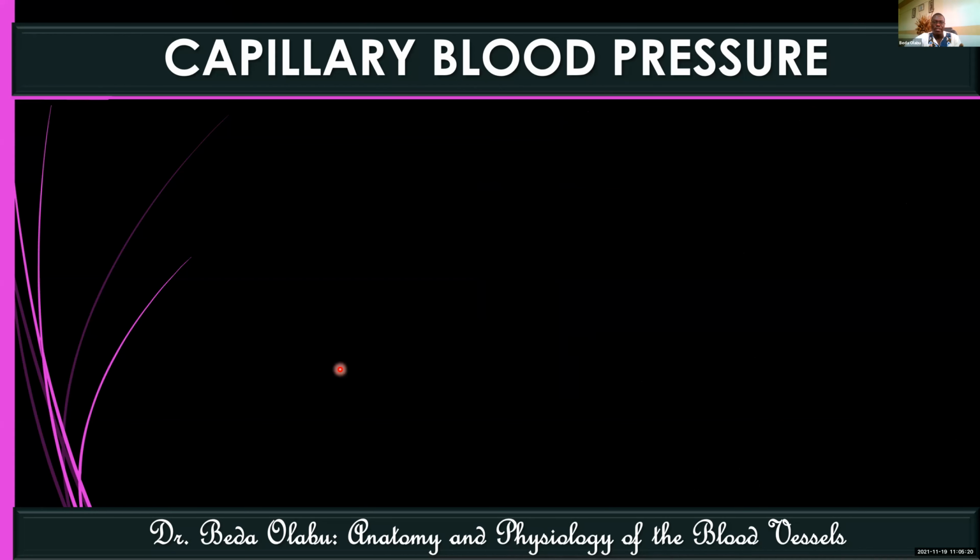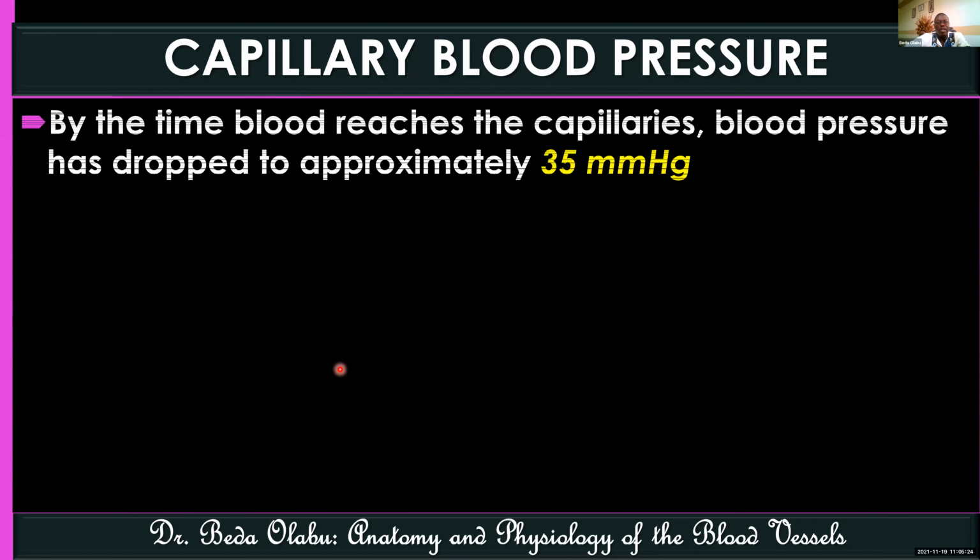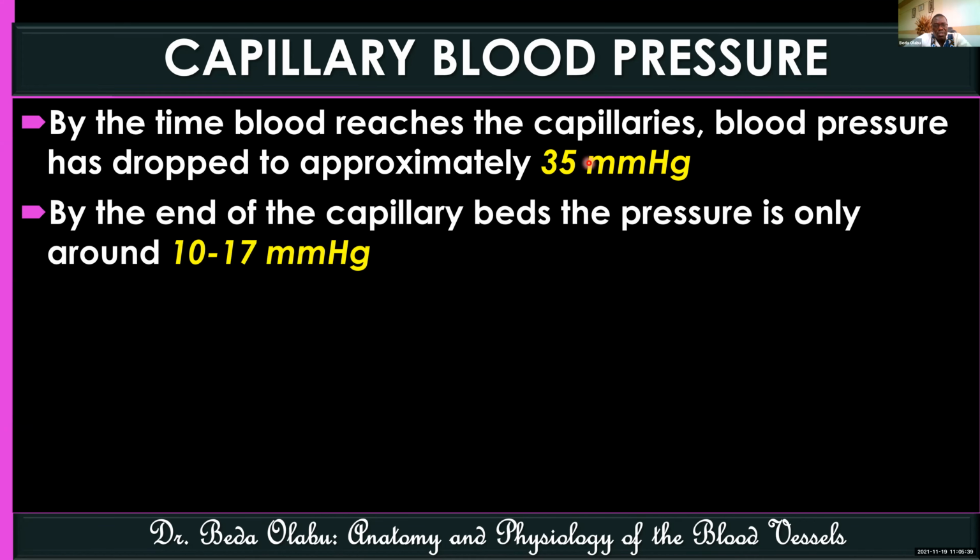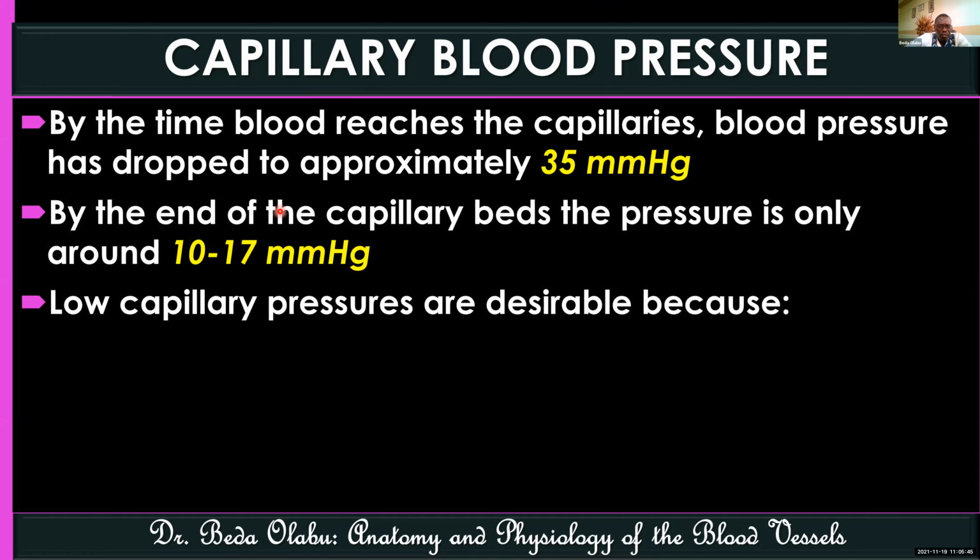Okay, now let's talk about the capillary blood pressure. Maybe it will just be a repetition, but I want you to capture that we have arterial blood pressure, we have capillary blood pressure, and we have venous blood pressure as well. So by the time we're starting the capillaries, the pressure has reduced to 35 millimeters of mercury. By the time we are on the venous end of the capillaries, we have about 10 to 17 millimeters of mercury.